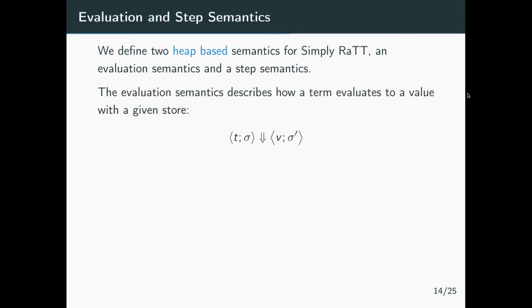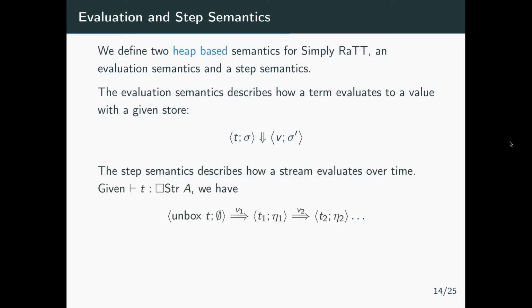So the evaluation semantics describes how a term evaluates to a value with a given store. And I'll return to the store shortly, right? So you take a term and you evaluate it to a value. The step semantics describe how a stream evaluates over time, right? So in each time step, we can do an unfolding, and this describes how that works. So given some box stream of A, meaning a fully defined type, we have this sequence. Well, you unbox it to get a stream of A, and then you can keep unfolding it. And each time you emit a value, and this value is the head of the stream at the current time step.